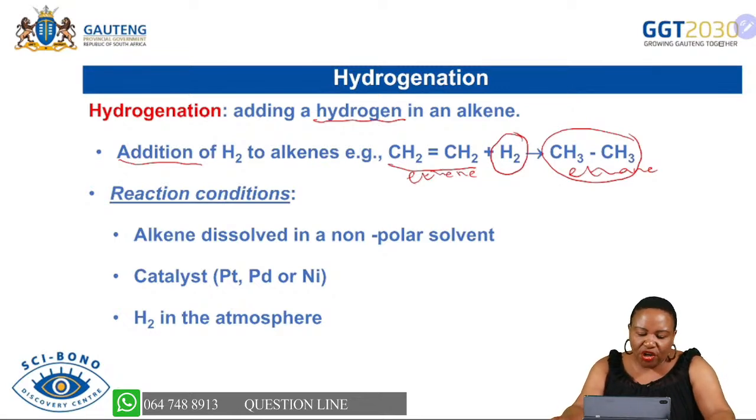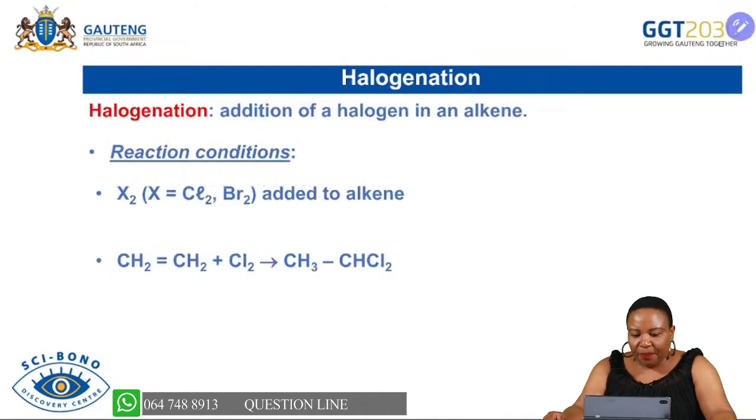And then what are the conditions? We will need a catalyst for this reaction. We'll need a non-polar solvent for this reaction. So we know that we need catalysts like platinum, palladium, nickel for this reaction to occur. And where are we going to get our hydrogen? We are going to get our hydrogen from the atmosphere. Then I'm not going to discuss the first one, but I'm going to discuss the next one.